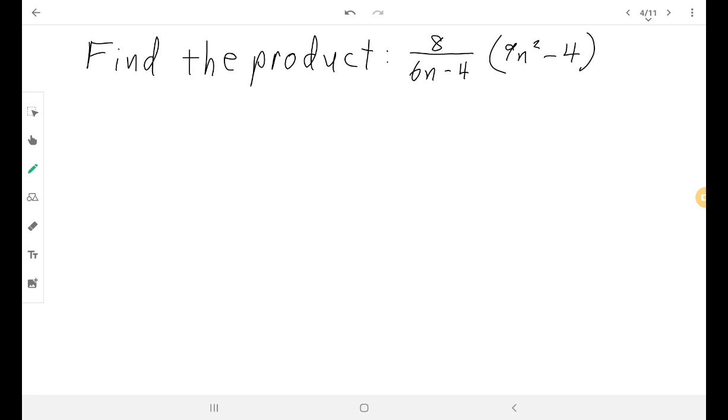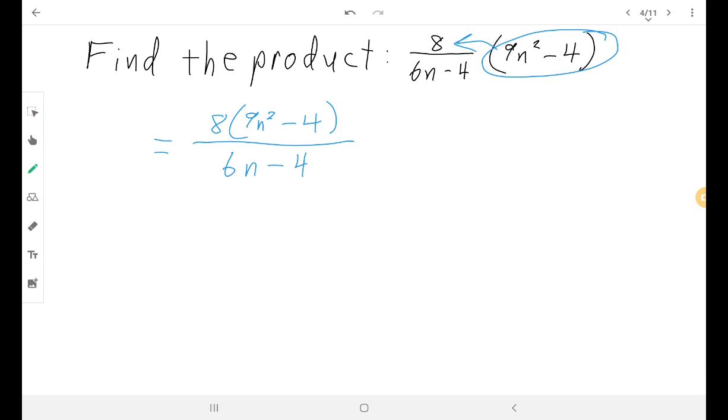So now we want to find the product. That just means we're multiplying. And one thing that is important to know, when you're doing a fraction times something that is not a fraction, you take the thing that is not a fraction and you multiply it to the top only. Okay? So that's an important detail, and let me illustrate that. That means I've got 8 times 9n squared minus 4 over 6n minus 4.